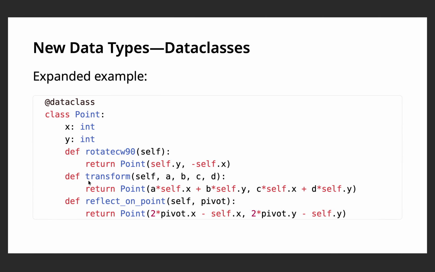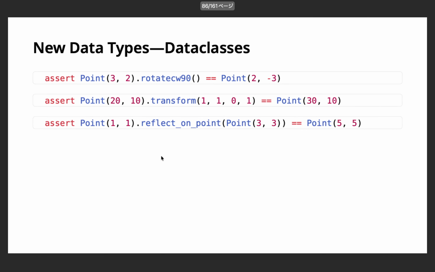Okay, so including the other examples from the previous slide, we have these functions as well for the transform and reflection functions. So here we now have 3 different functions that are associated with this data class over here. Okay, and the way you use them is, again, you make a point, then you do dot, the function name, then that will give you the result that you expect over here.